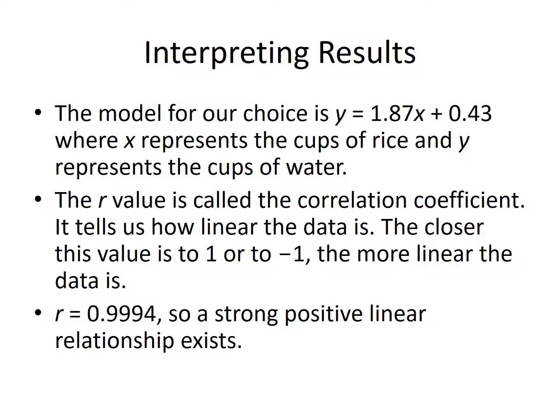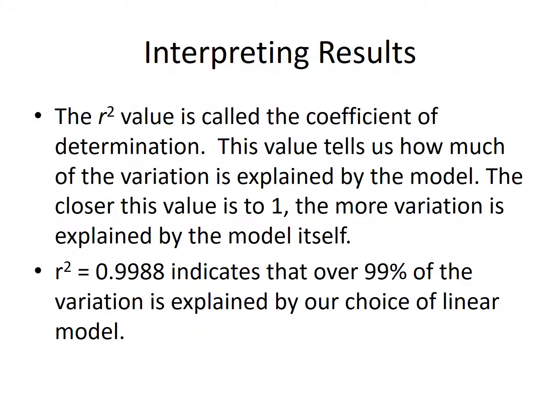The r value, again the correlation coefficient, tells us how linear the data is. The closer this value is to 1 or to -1, the more linear the data is. And with an r value of 0.9994, there is a strong positive linear relationship. So right now we have evidence to suggest that a line is a good choice for our model.